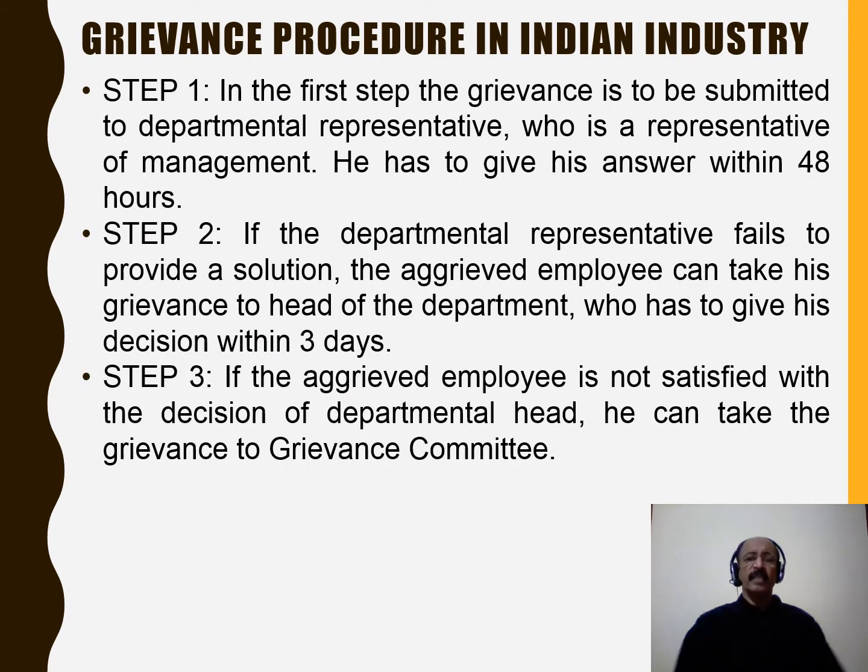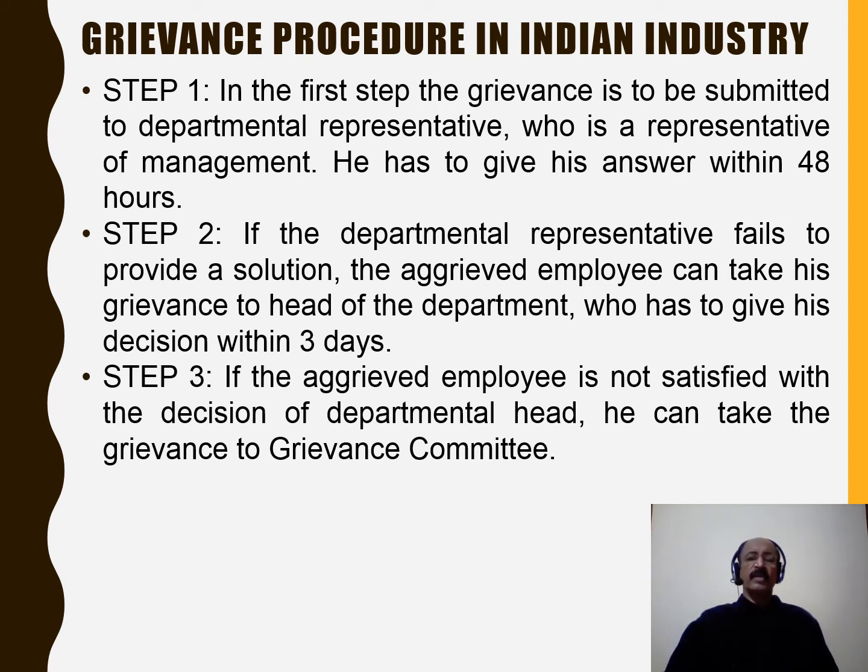I'll read it in person. Step one: the grievance is to be submitted to the departmental representative, who is a representative of the management. He has to give his answer within 48 hours. If the departmental representative fails to provide a solution, the aggrieved employee can take his grievance to the head of the department, who has to give his decision within 3 days. In step three, if the aggrieved employee is not satisfied with the decision of the departmental head, he can take the grievance to the grievance committee.